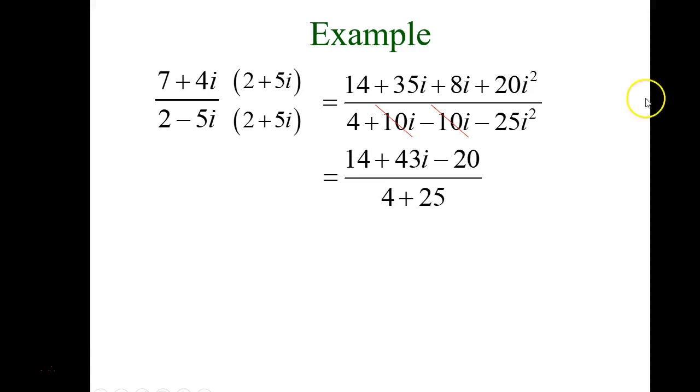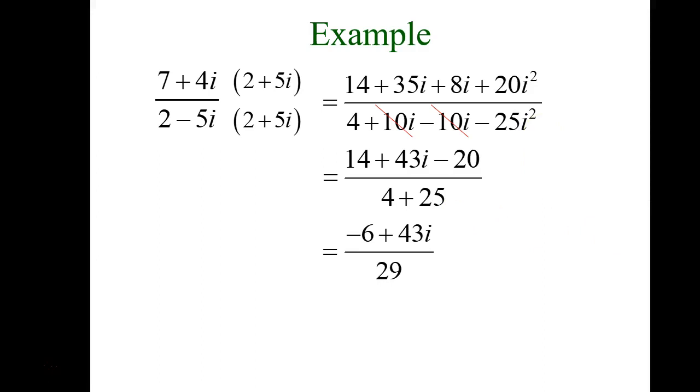In the numerator, I combine like terms, the 35i and the 8i, to get 43i, and then the plus 20i squared turned into negative 20 because of that i squared. The denominator, we had 4 minus 25i squared, so because of that i squared, the 25 became positive. So when we combine like terms, we get this.